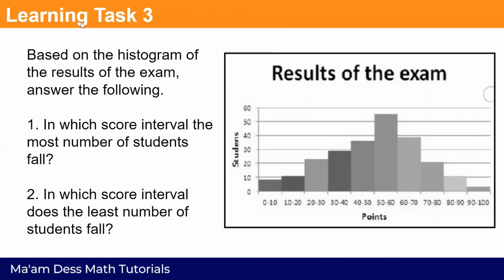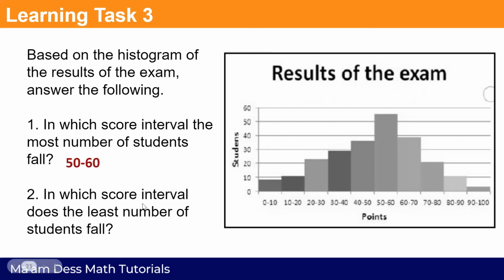That's it. Now, for the learning task 3, based on the histogram of the results of the exam, answer the following. Number 1, in which score interval the most number of students fall? Okay, so tingnan natin yung histogram natin dito. The title, results of the exam. In the vertical axis, we have students. And then, the horizontal axis, we have the points. Okay, sabi po dito, in which score interval the most number of students fall. Ayan, so kitang-kita naman po natin, di ba? So, our answer is 50 to 60.